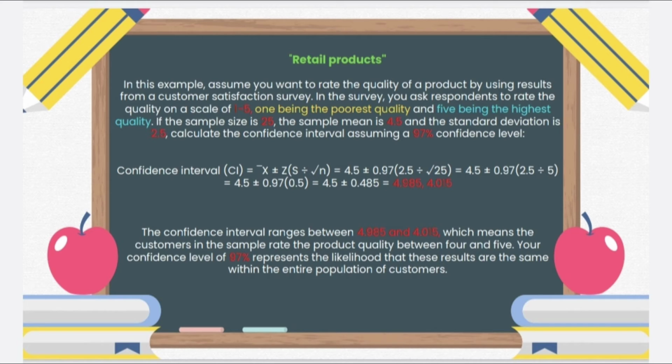The other sample here is retail products. In this example, assume you want to rate the quality of a product by using results from a customer satisfaction survey. In the survey, you ask respondents to rate the quality on a scale of 1 to 5, 1 being the poorest quality and 5 being the highest quality. If the sample size is 25, the sample mean is 4.5 and the standard deviation is 2.5, calculate the confidence interval assuming a 95% confidence level.